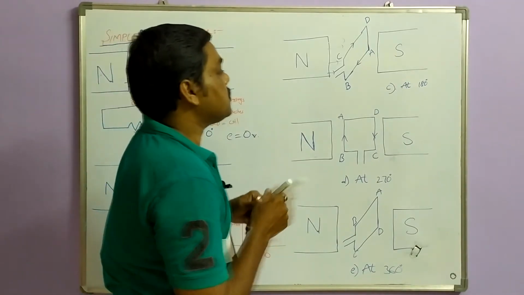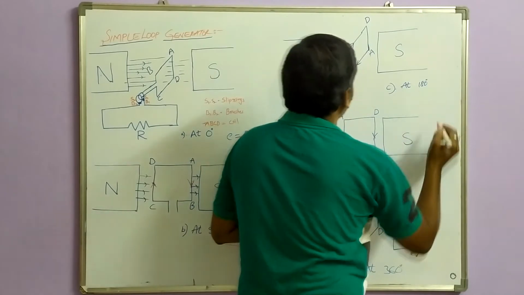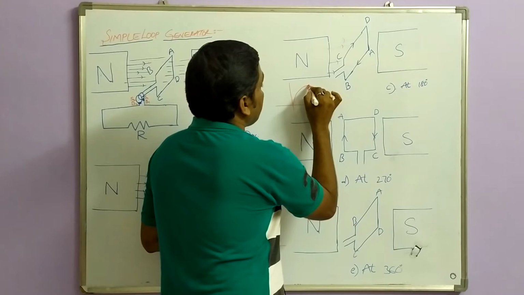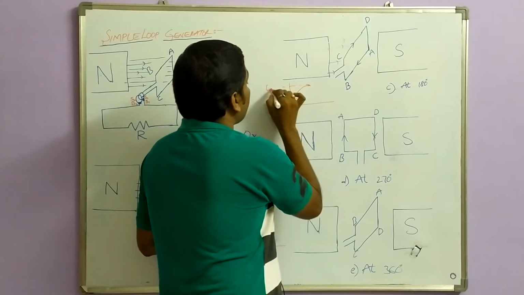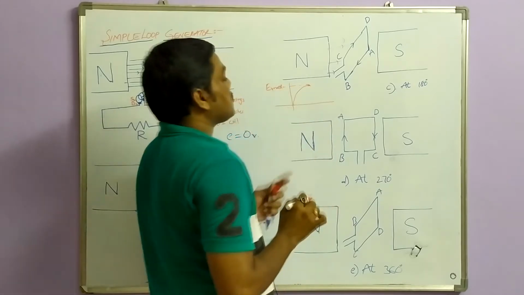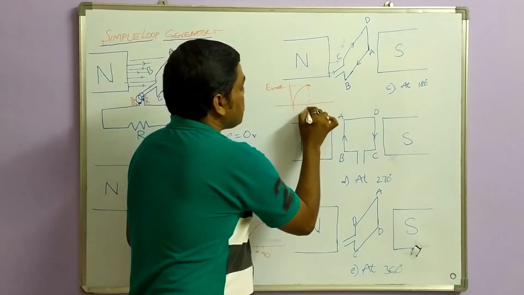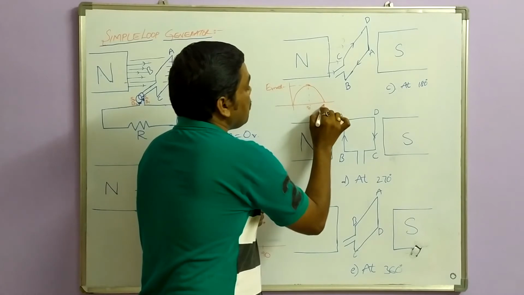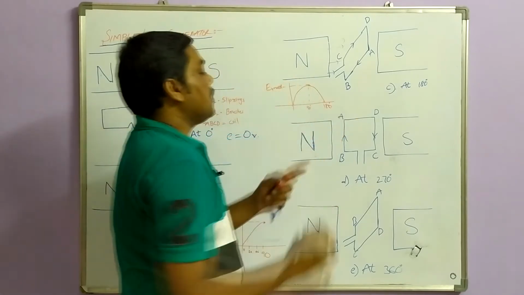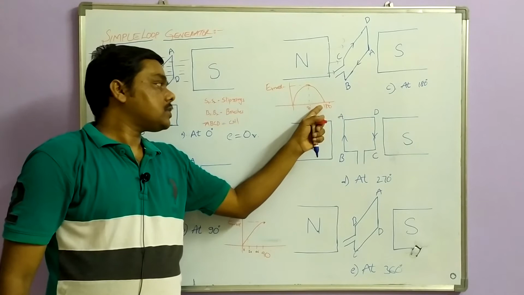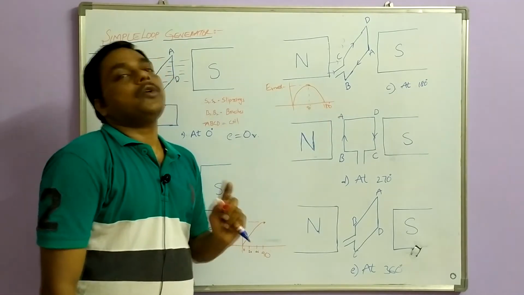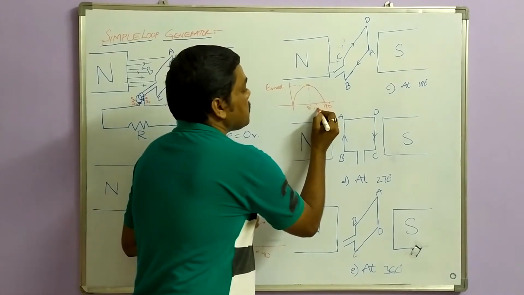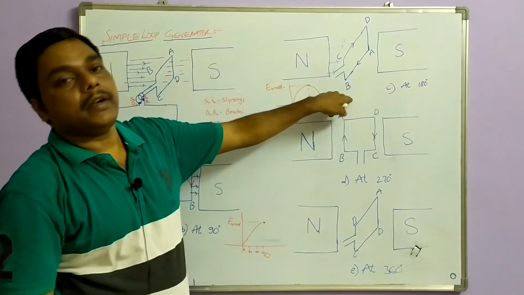So I can show this. As your EMF is already at the maximum position, this is Emax. Now this is 90 degrees. Now after 90 degrees it is entering into 180 degrees. Now what is happening at 180 degrees? Your induced EMF is going to be 0. That means this is 120 degrees, 150 degrees and 180 degrees.